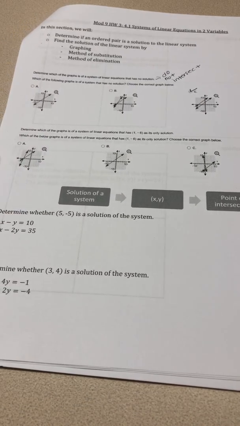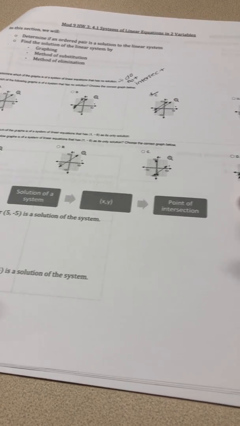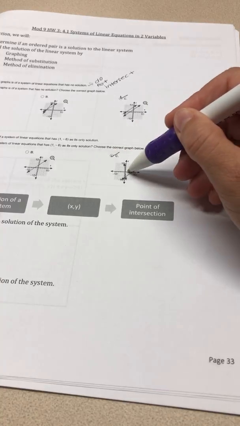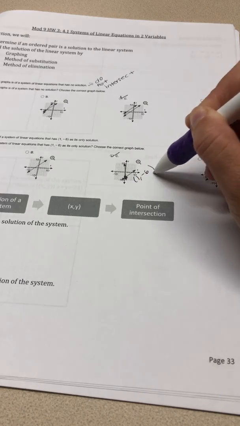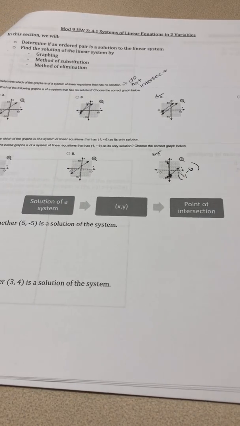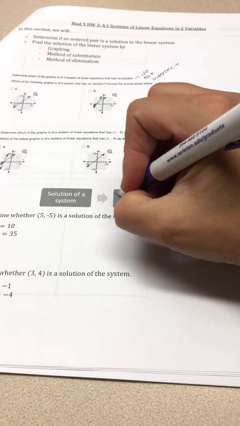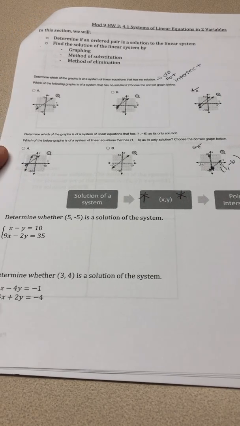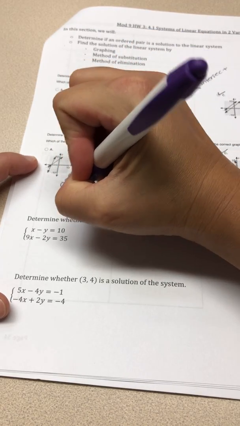The next one says, determine which of the graphs has a solution which intersects at (1, -6). Our answer would be C, because they both intersect at this one point of (1, -6). Our solution to a system of equations is an ordered pair, (x, y), which is the point of intersection. These two lines cross at one point, so there's going to be one solution.